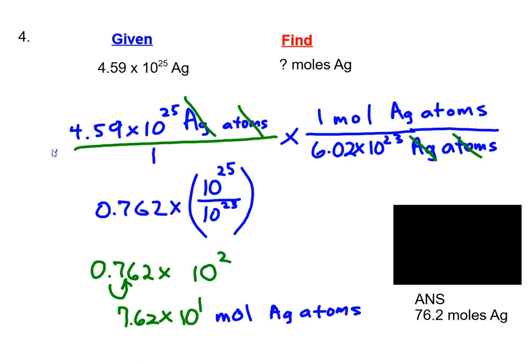So, isn't this the same number though? 10 to the 1 moves that decimal 1 to the right, which gives you 76.2. The only reason I did this was to keep you in scientific notation. Okay? But it's the same number.